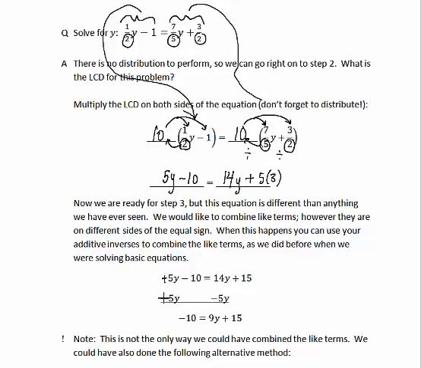So here we have to say subtract 5, subtract 5. The 5y's cancel out on the left. We bring down the negative 10. 14 minus 5 is 9y, and then we bring down the 15.